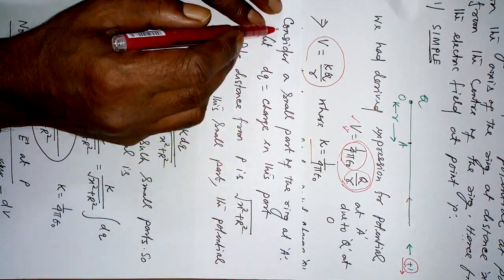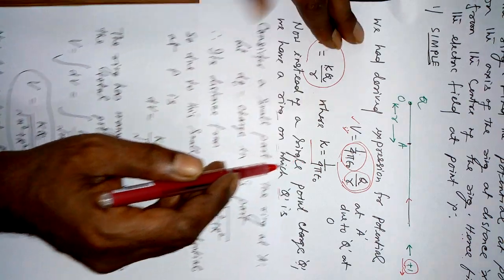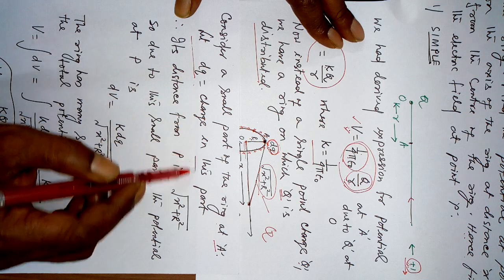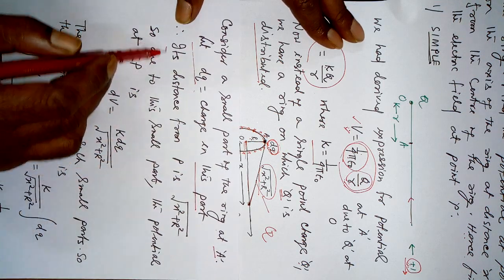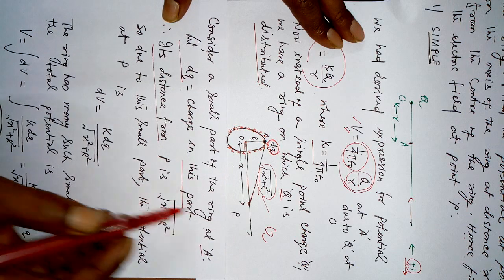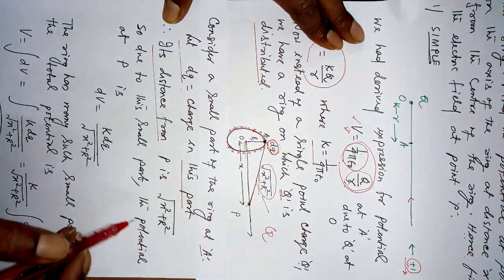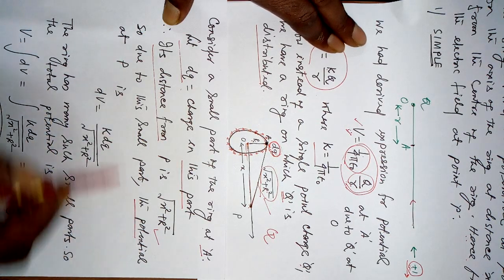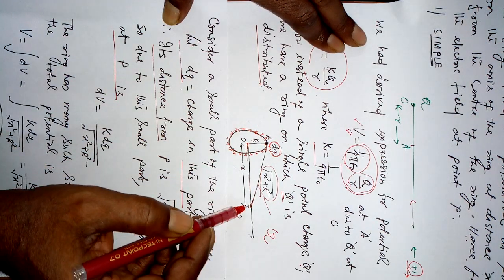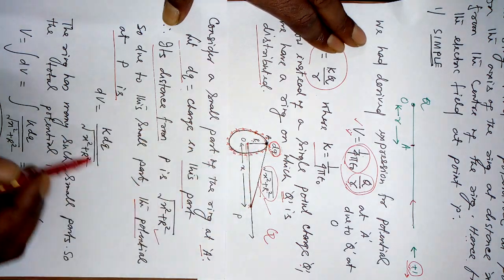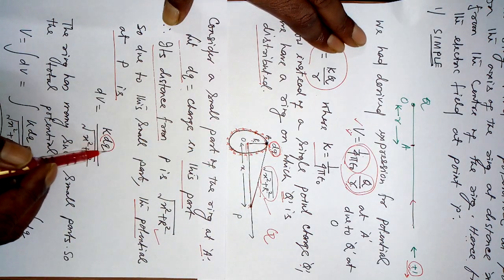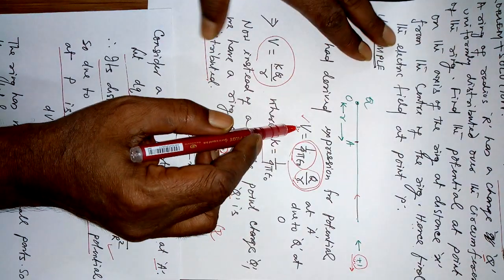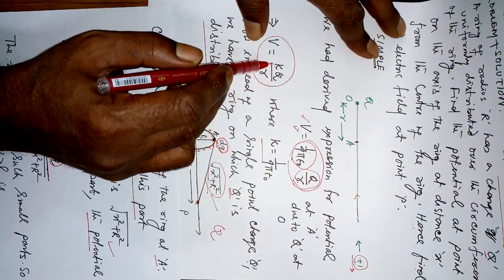So consider a small part of the ring at A. Let dq be the charge in this small part. Its distance from P, as I explained, is the square root of x square plus R square. So due to this small part, the potential at point P here, due to this much of charge, will be K into that amount of small charge over distance, because your V was K charge over distance.